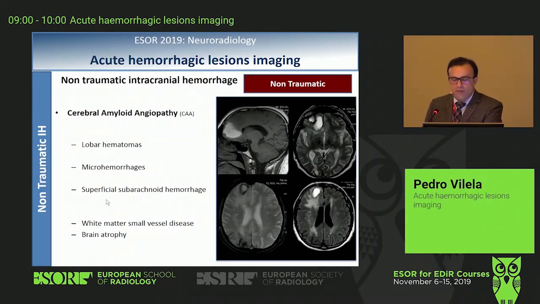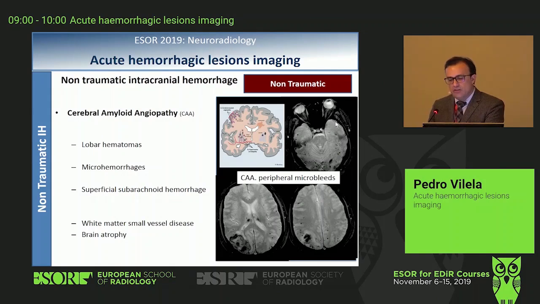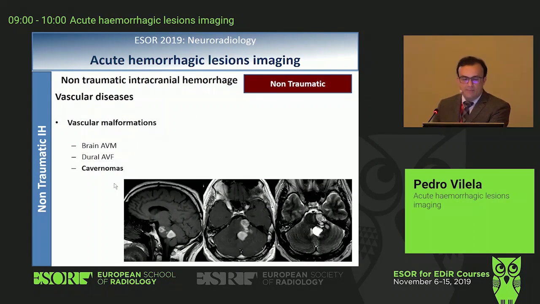And how do you suspect amyloid angiopathy? If you have lobar hematomas, as in this case, subarachnoid hemorrhage, hemosiderin, microbleeds at the peripheral location, and also small vessel white matter disease and brain atrophy. The typical location of the microbleeds in amyloid angiopathy is peripheral, not central, and not the brainstem.